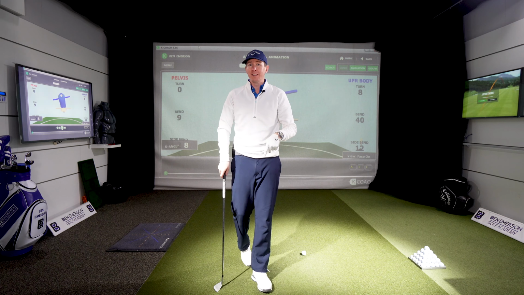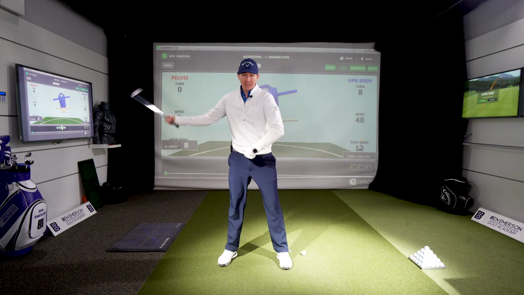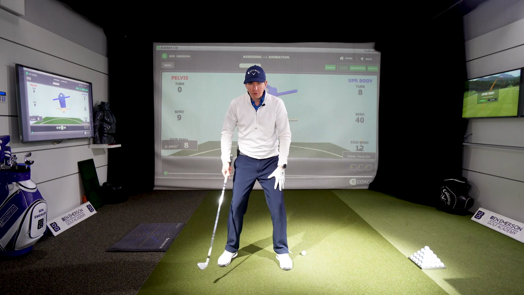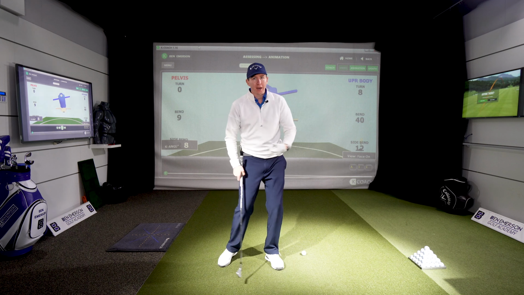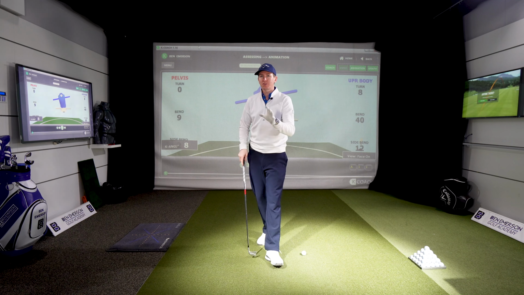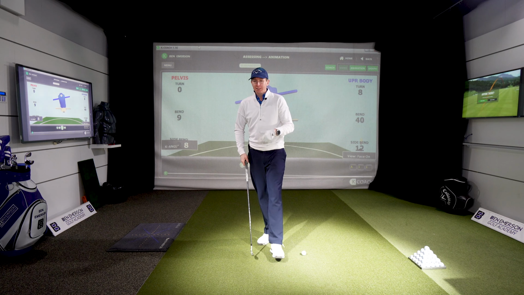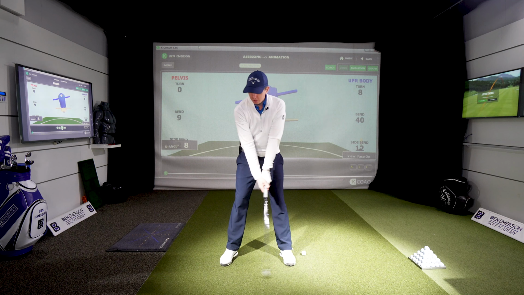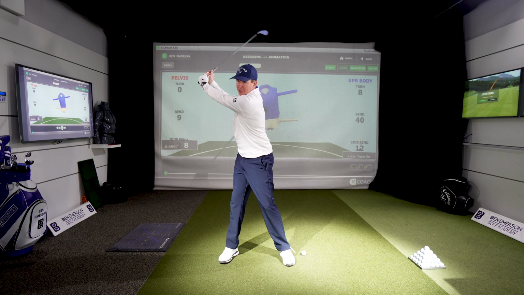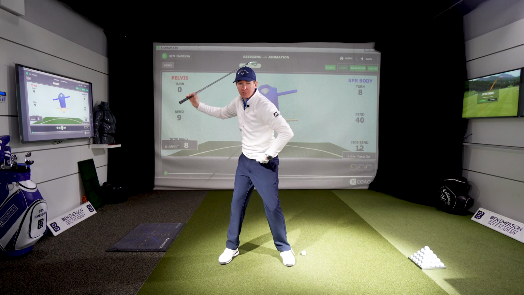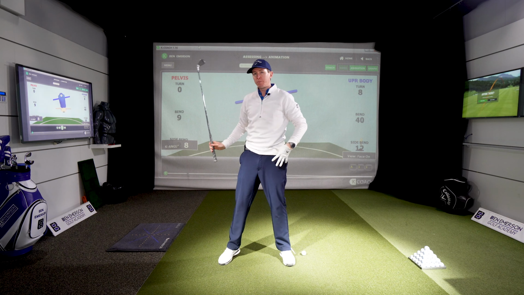What I want to see is that the first thing to move is the lower body. It's the strongest muscles that we've got, it's the power source, and it's the initial starting point of the swing. So like I say, when we take the club to the top, just before it actually gets to the top, we get this change of direction with the lower body.